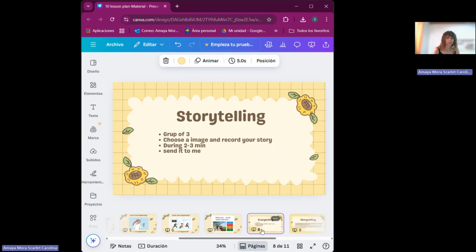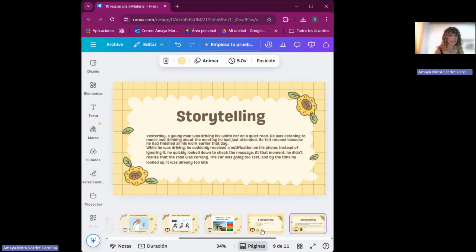Now, with this activity, we're going to do another one that is storytelling. You have to create three groups and make a storytelling that talks about a situation that uses the past continuous and past perfect. For example, this is mine. You can take a photo of the example.